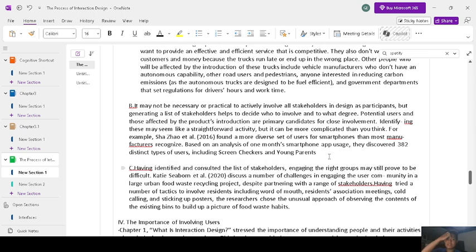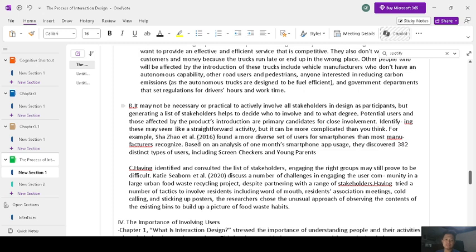relationships. It may not be necessary or practical to actively involve all stakeholders in design as participants, but generating a list of stakeholders helps to decide who to involve and to what degree. Potential users and those affected by the product introduction are primary candidates for close involvement. Identifying this may seem like a straightforward activity, but it can be more complicated than you think.